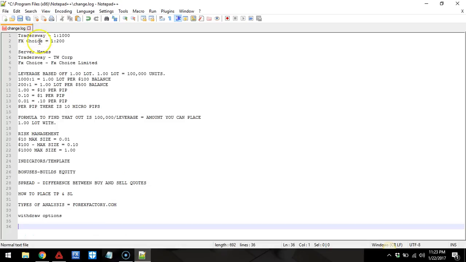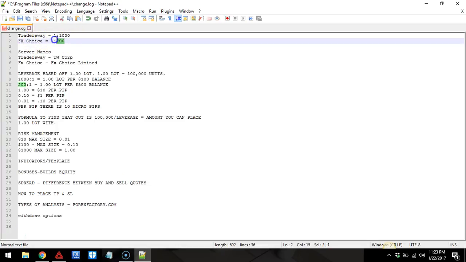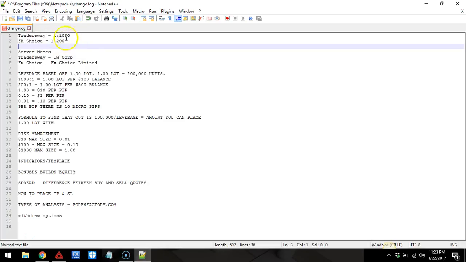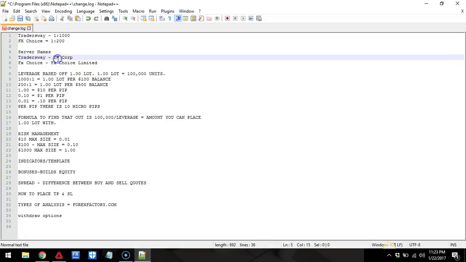Alright, let's start. The brokers, these are the brokers that I use. I already told you about those in the broker video, with the leverages that they come with that I prefer to use. Server names for the brokers, right there. Leverage is what brokers offer to give you more buying power to use towards trades, right?